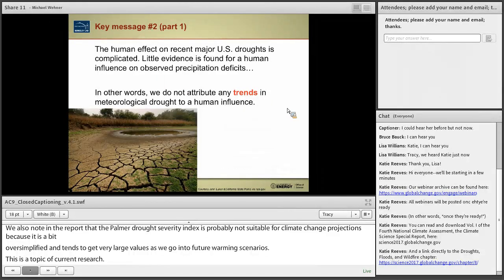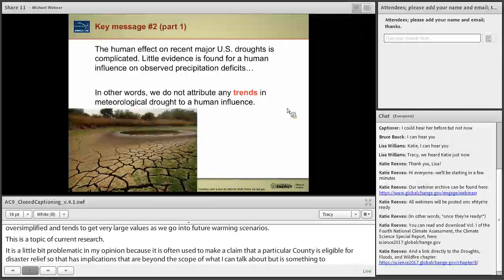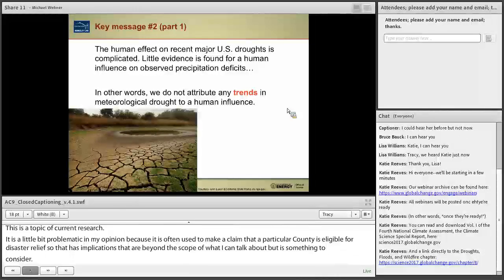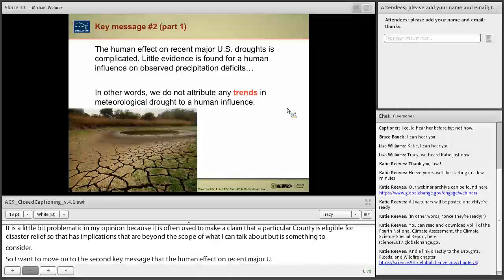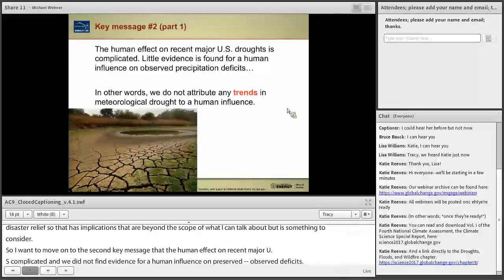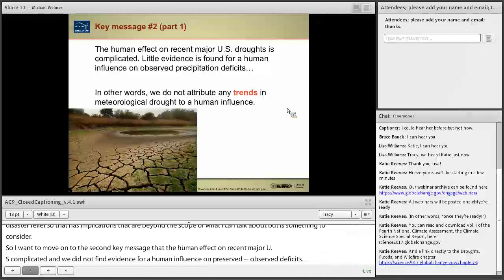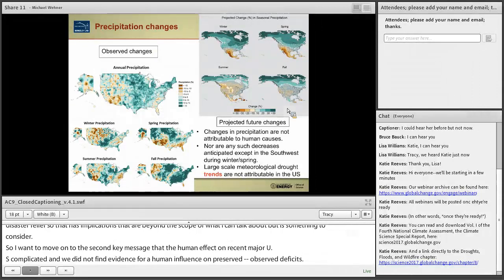So now I want to move on to the second key message, that the human effect on recent major U.S. droughts is quite complicated, and we don't find evidence for a human influence on observed precipitation deficits. What we mean by that is we don't attribute any trends, and I highlight the word trends, in meteorological drought to a human influence. And this picture is actually from National Park Service, but let's go into why I make this statement.